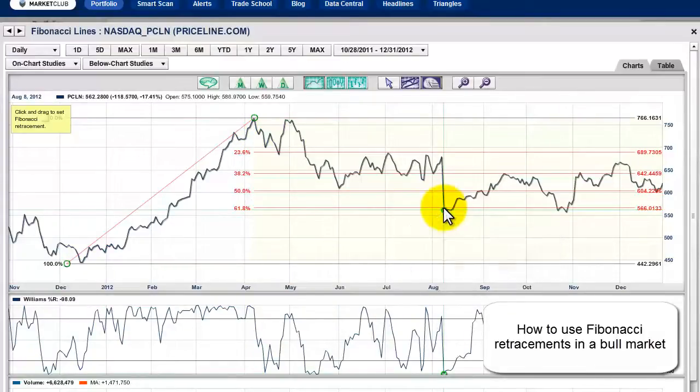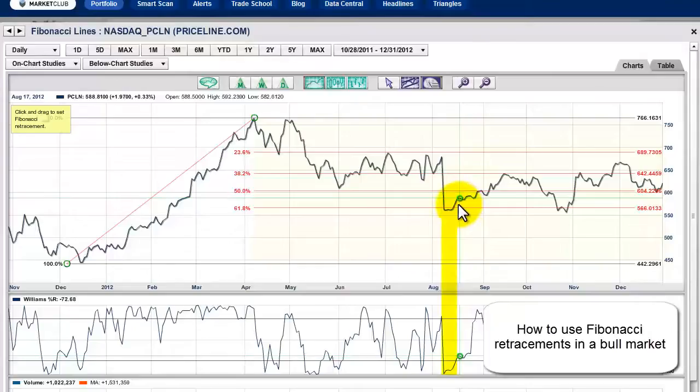The other tool you can use in conjunction with the Fibonacci is the Williams %R tool. And when it gets very oversold like here, you can see there's the low there, the 61.8% retracement, very oversold, and just shows a little bit of turn. That's a good time to be a buyer. It's a low risk buy. So that's how you use the Fibonacci tool in a bull market.